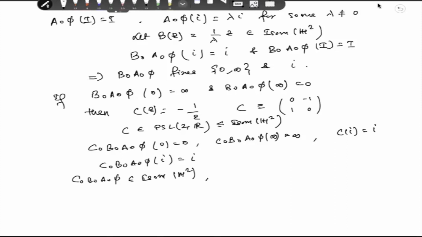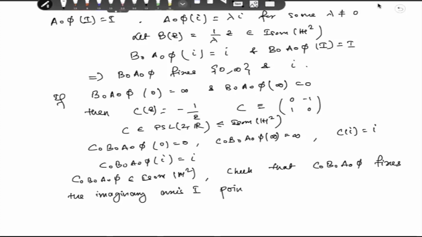One can check that C compose B compose A compose phi fixes the imaginary axis I pointwise. So we have started with an isometry phi, and we are precomposing with elements of PSL(2,R) such that the composition fixes the imaginary axis I.